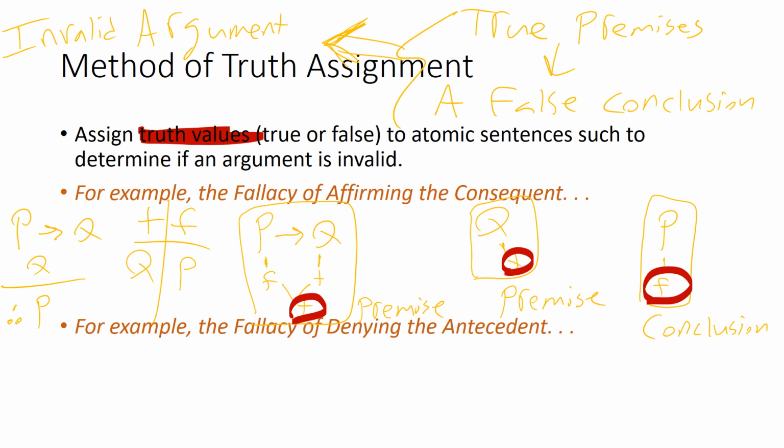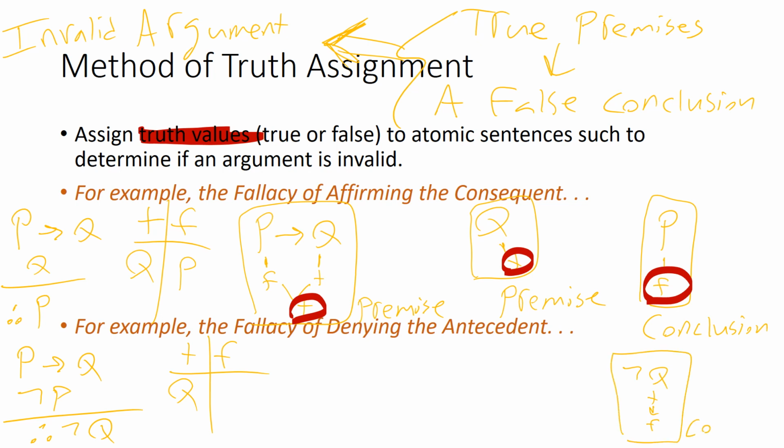Likewise, we can do the same kind of thing with the fallacy of denying the antecedent. So someone argues, if P, then Q, not P, therefore not Q. So we want to have a table to assign these truth values. The conclusion is not Q. We want the conclusion to be false, so Q must be true, because if Q is true, but we're denying it, we get something that's false. We have the negation, so we have a false conclusion.